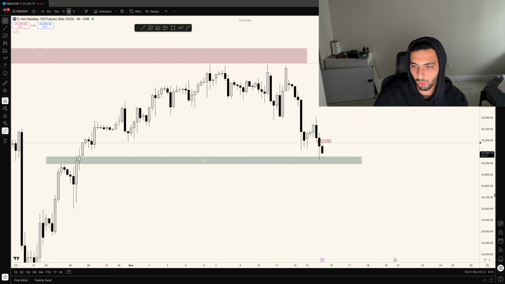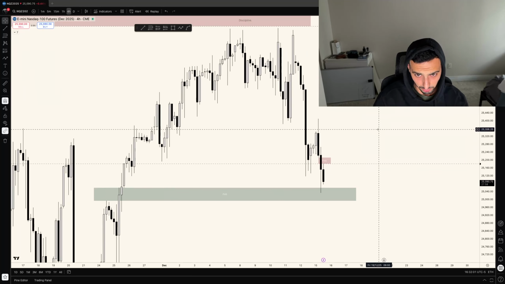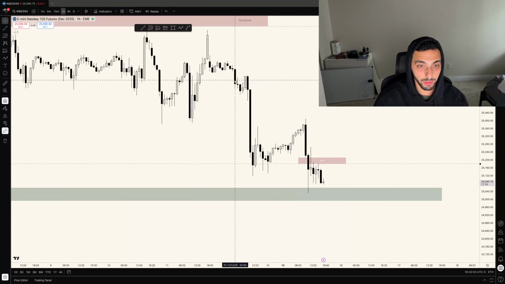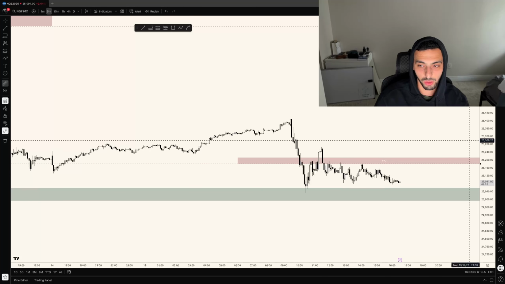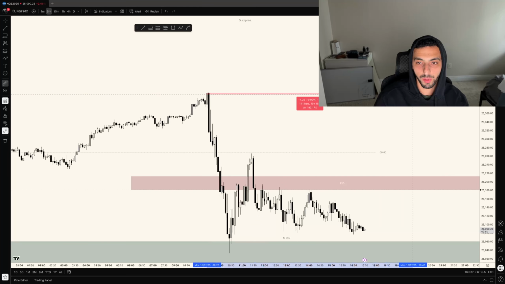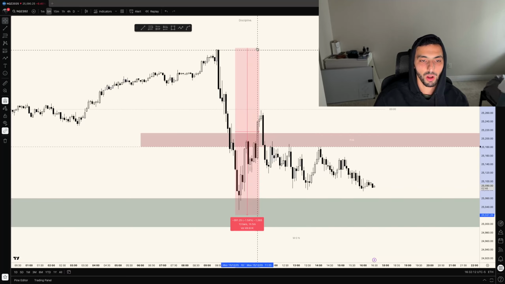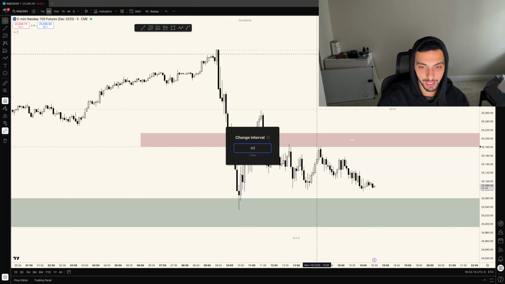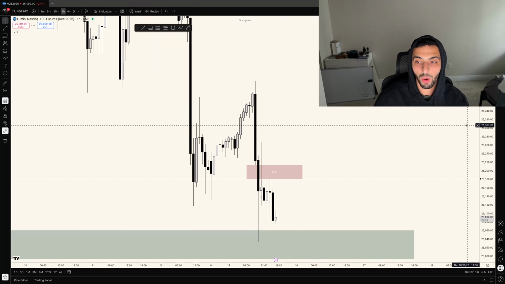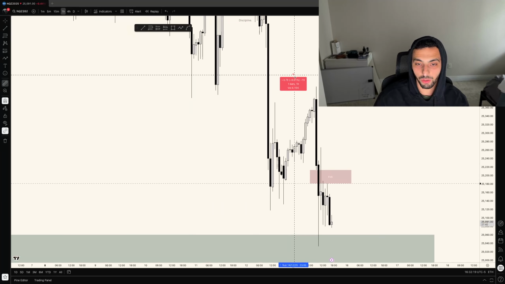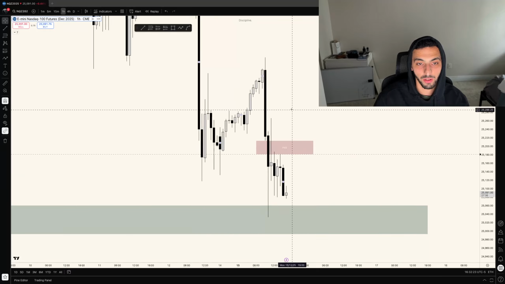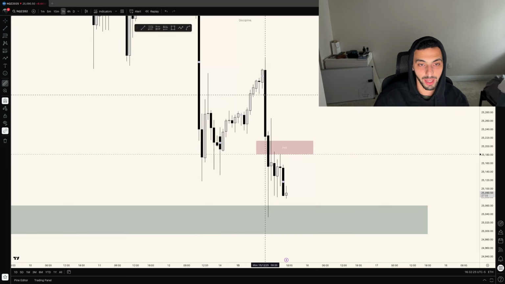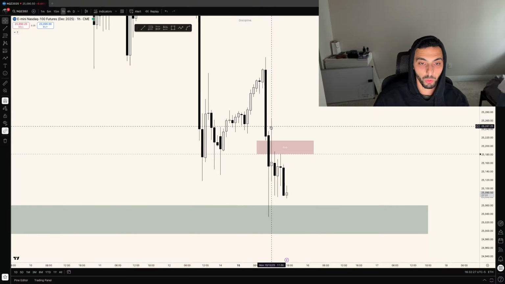Now, if we go to the lower time frames, we can see today's New York AM session started right over here. 9:30 opened right over here, and we fucking dumped all the way towards this daily fair value gap. As you can see how it happened, we had the drop, then we created this hourly bearish fair value gap. We reacted off of it and got the move lower.